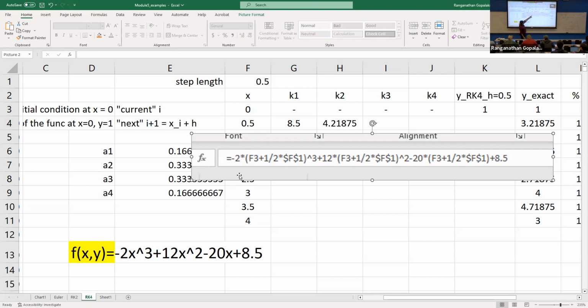Let me put a screenshot of this here for the K2 value. I'll give you a minute to get it, slow and steady. If you get 4.821875, it means we are on the right track.